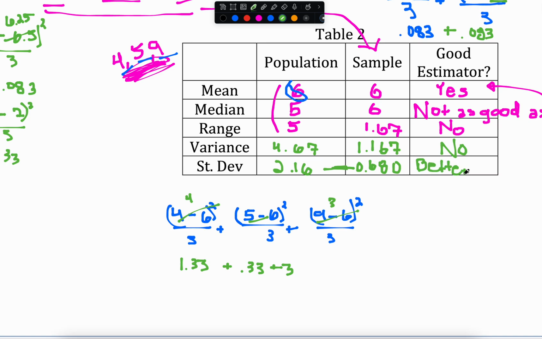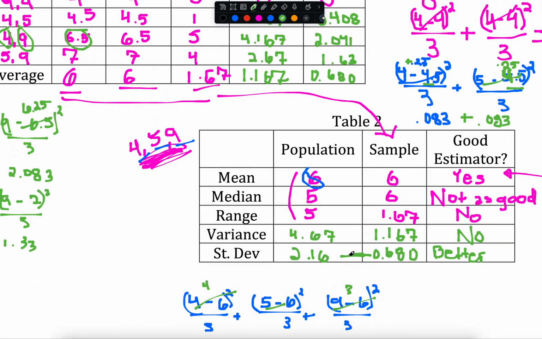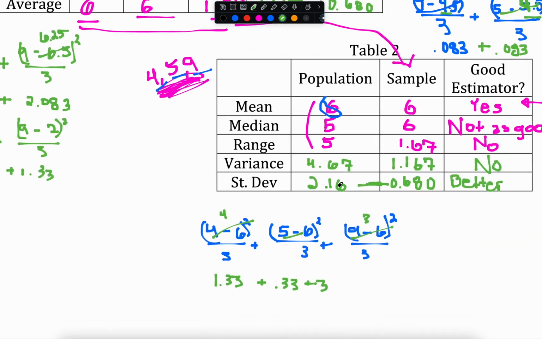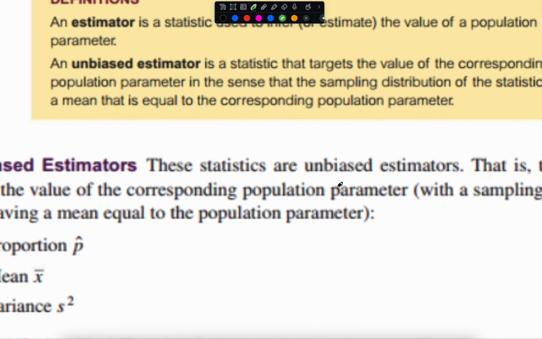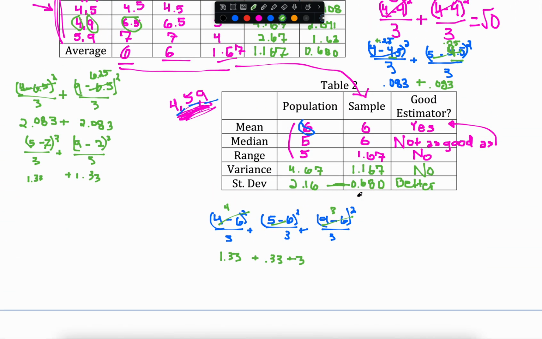Standard deviation is a better indicator, your sample versus your population, but it's still not great. Variance was really, really off. Now, again, this is just what we get for our data. We're comparing our sample mean, variance, and standard deviation that we got from this table to the population of just those 3 numbers. Now if we go down to the second page of the notes, this is what should happen in general. For these, the results that we just got were for this table.